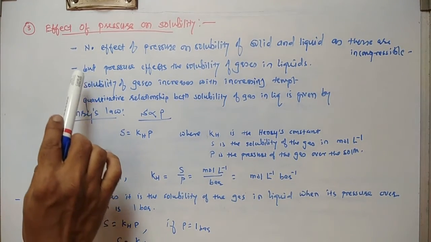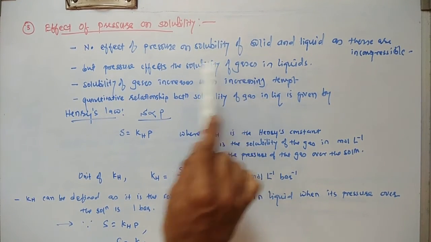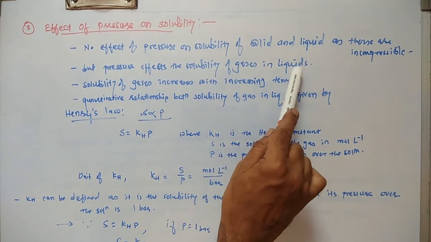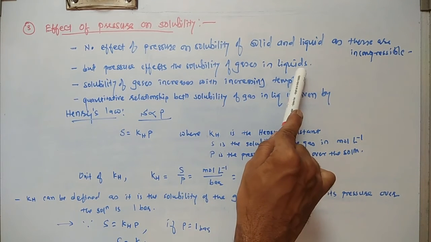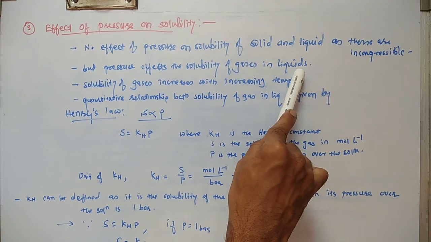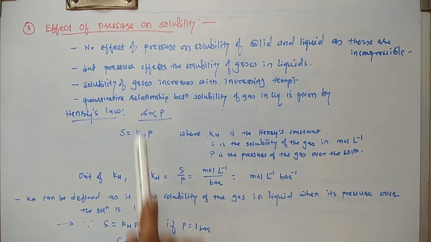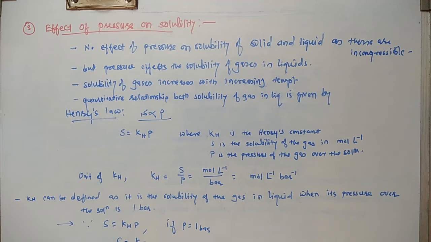But in the case of gases acting as solute, the pressure affects the solubility of gases in liquids. Here gases are solutes and the liquid is the solvent, correct? That means there is an effect of pressure. The solubility of gases increases with increasing pressure. If we increase the pressure on the liquid, then the solubility of the gases also increases.